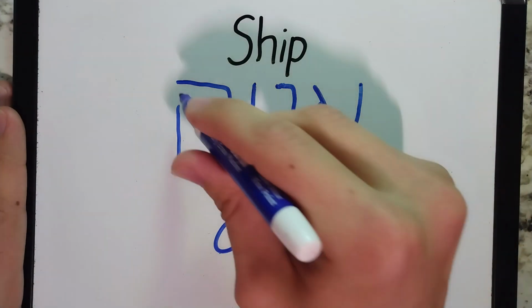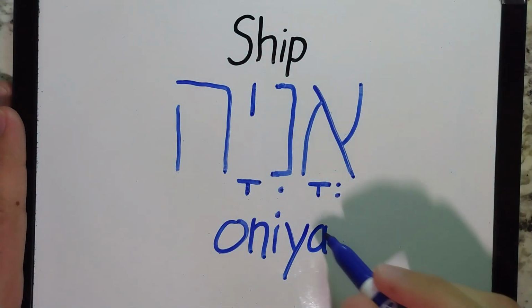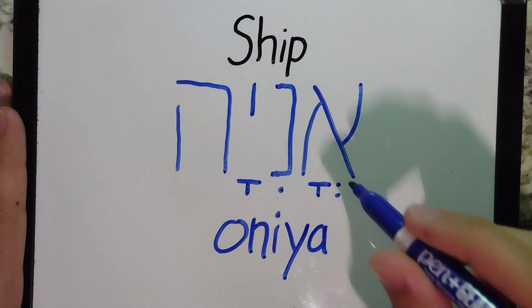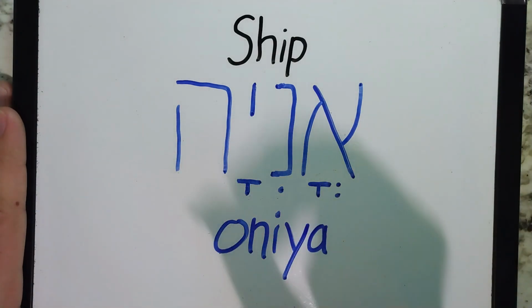The word ends with a silent hey, representing the ah sound ending the word. Oniya. Oniya means ship.